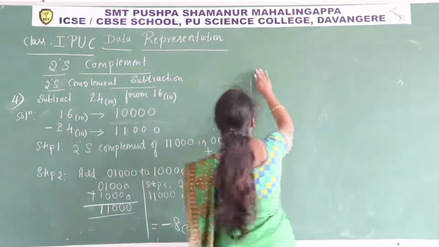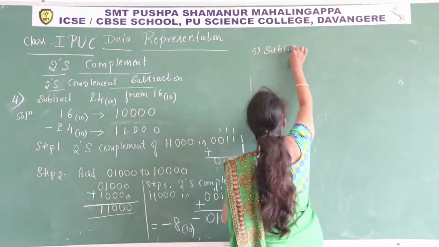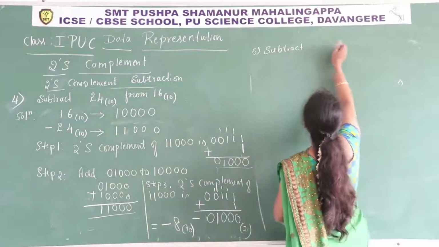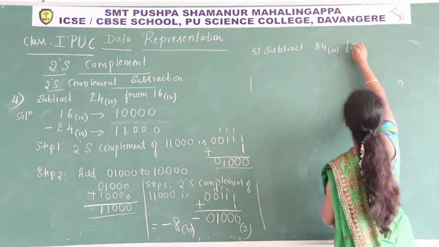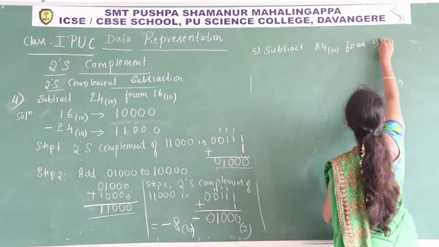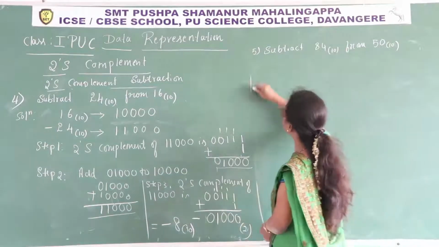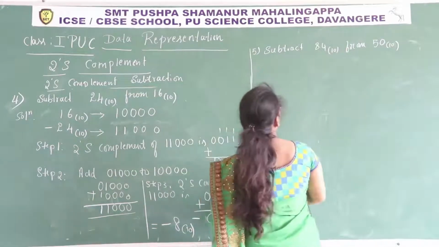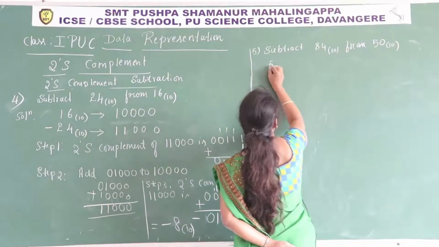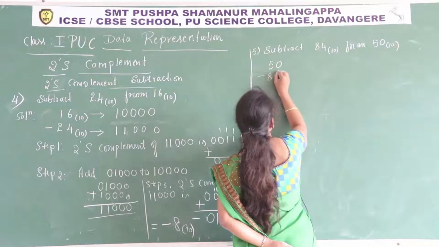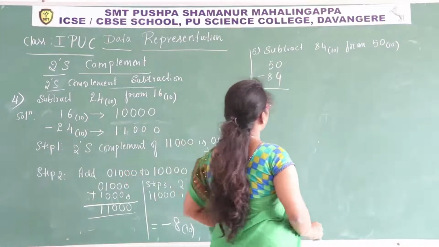Next question, fifth question. Subtract 84 base 10 from 50 base 10. Here it is 50 minus 84. 50 is the minuend and 84 is the subtrahend.